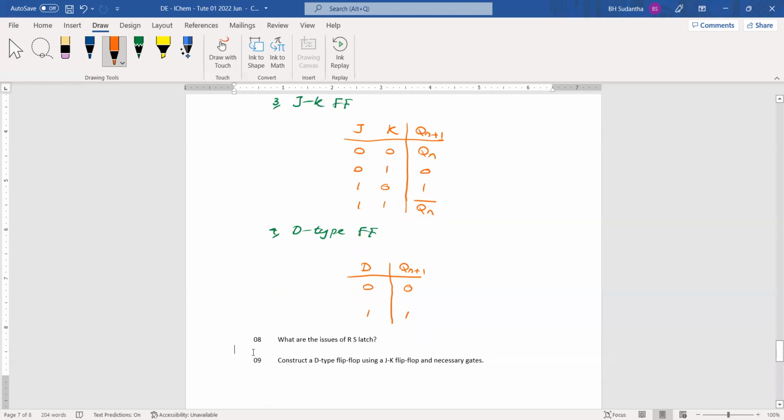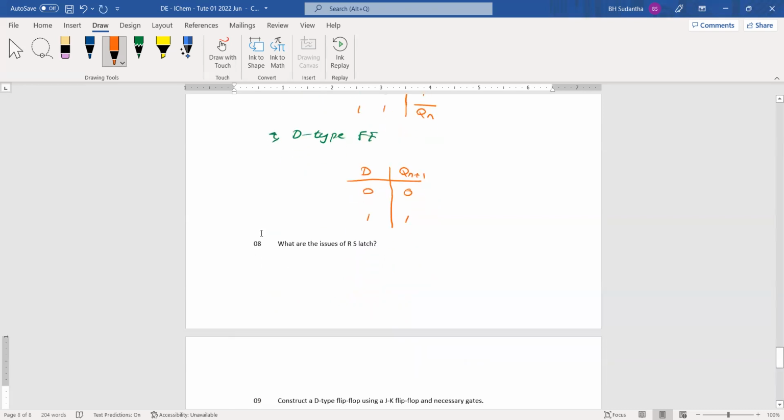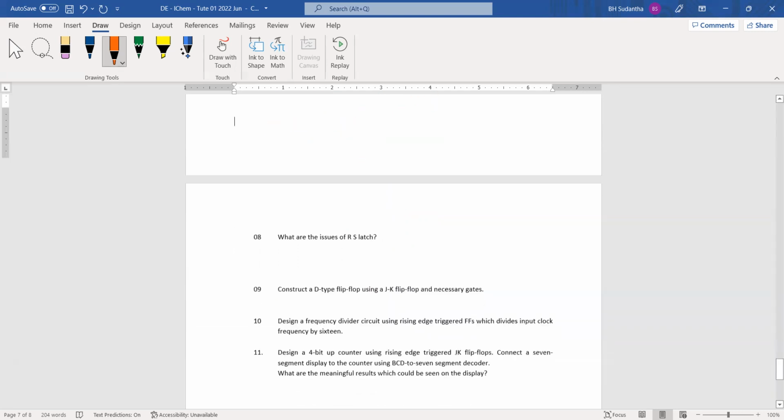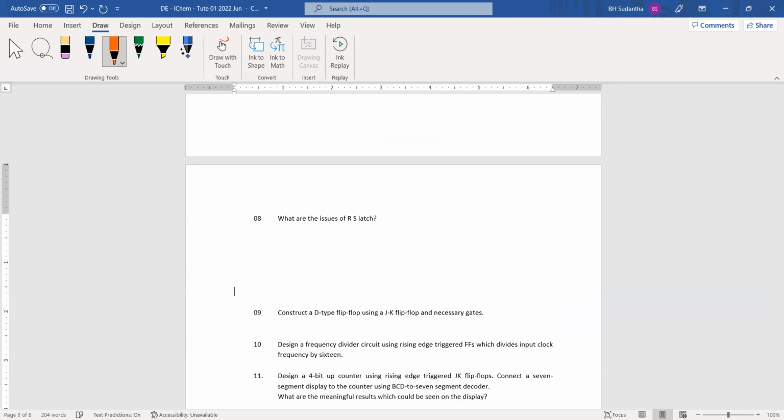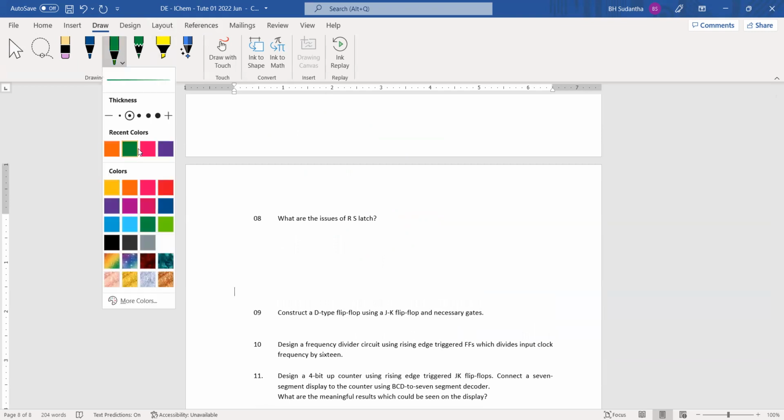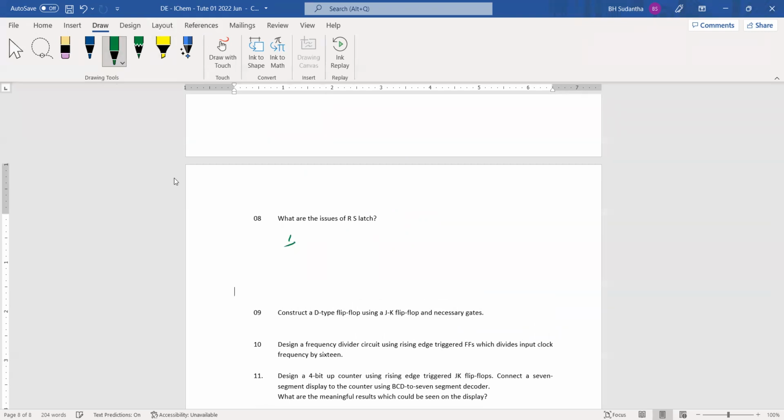What are the issues of RS? We have two issues there. The first issue is that the input values could not be given simultaneously. This is the first issue.